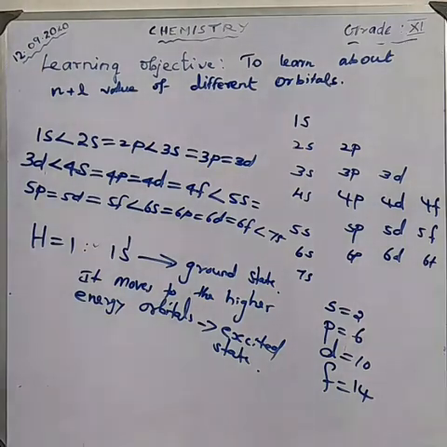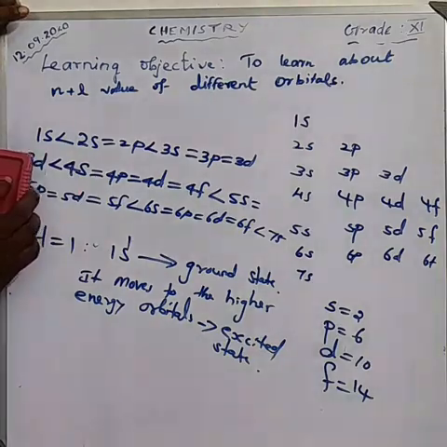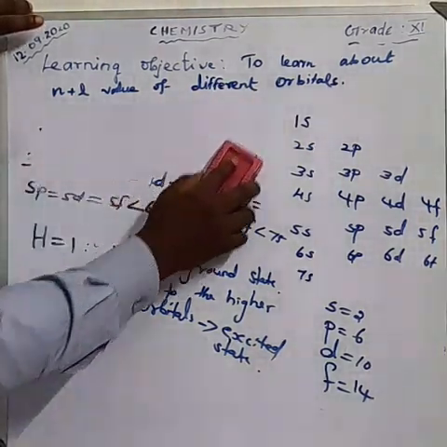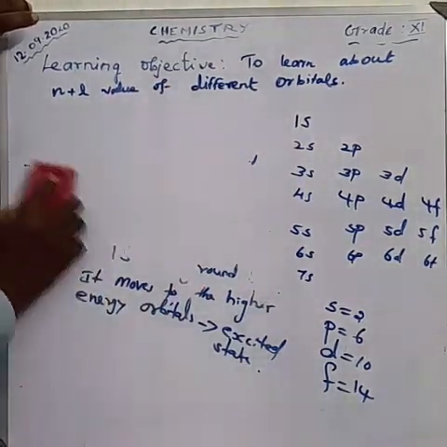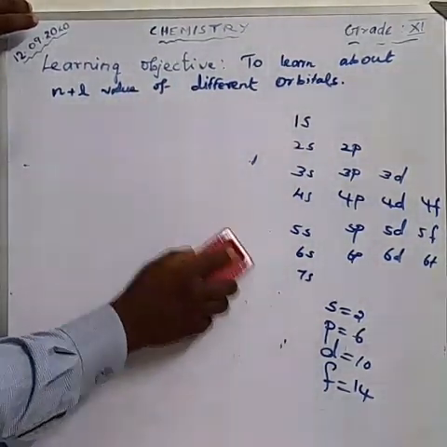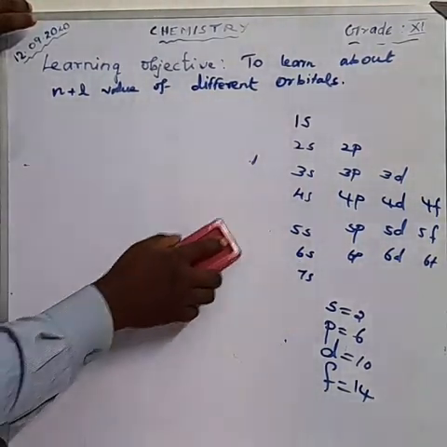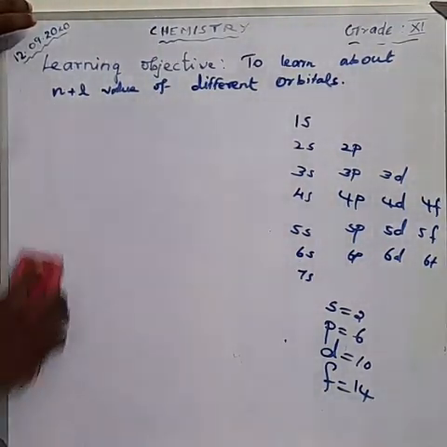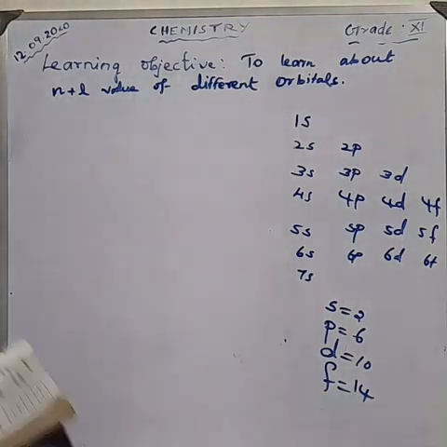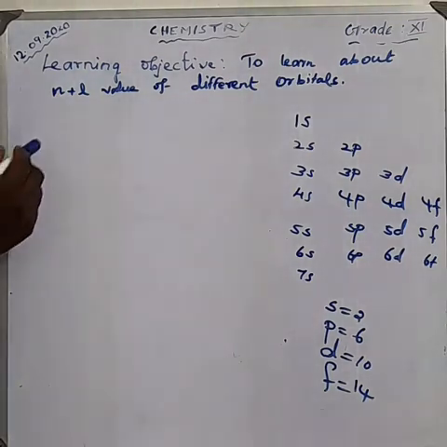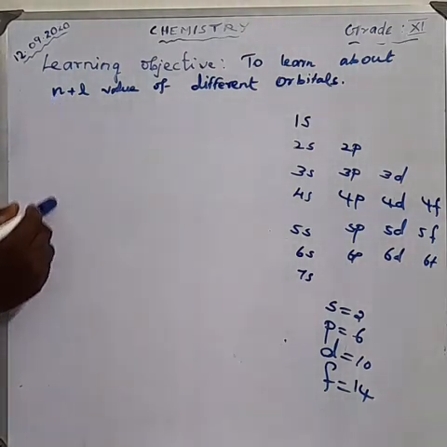Okay. Previously I told you what today's learning objective is. What is that? That is the n plus l rule. What is the n plus l rule? First of all, this rule has two conditions. First, you should know what n is and what l is. N means the principal quantum number.